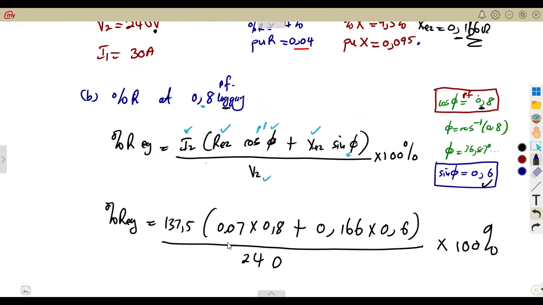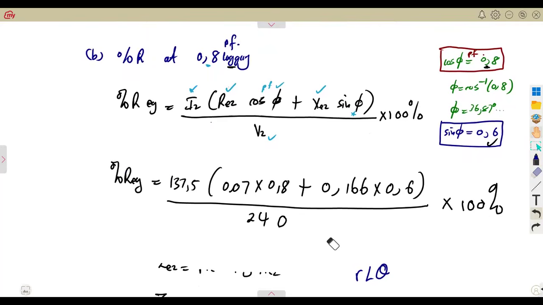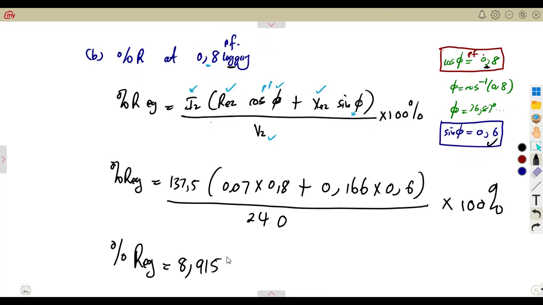If they wanted just a per unit value, you would leave out the 100%. But they want a percentage, so you must multiply by 100%. So this is what you are going to have as your percentage regulation. Just make sure you use your calculator properly. You are going to obtain 8.915 percent.